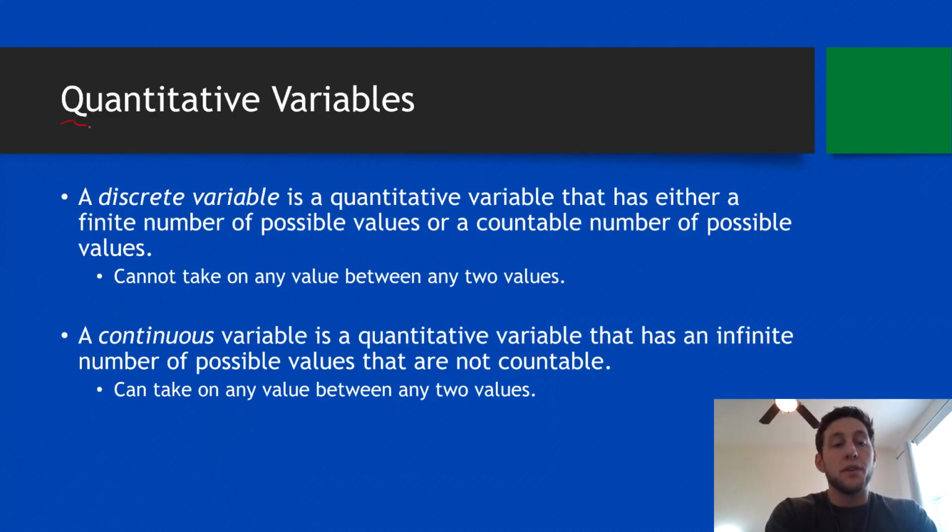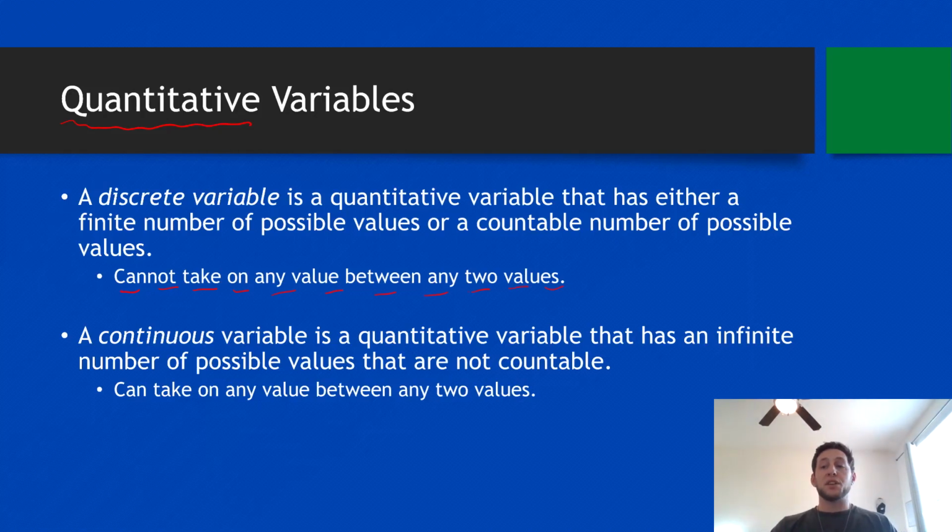Now, when you are in the realm of quantitative variables, so we are talking about when you're dealing with a number, there are two types of variables that you can talk about with quantitative. The first would be discrete variables. Now, I'll read the definition, then I'll give us the intuition. A discrete variable is a quantitative variable that has either a finite number of possible values or a countable number of possible values. What this means is that you're dealing with a variable that can't take on every single number. So as I say right here, discrete variables cannot take on any value between any other two values.